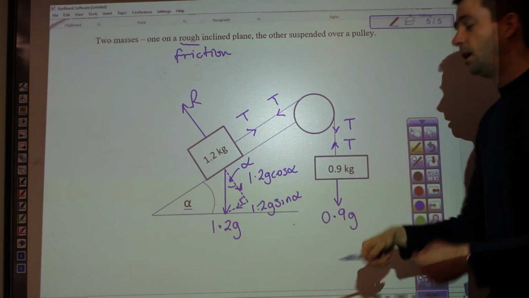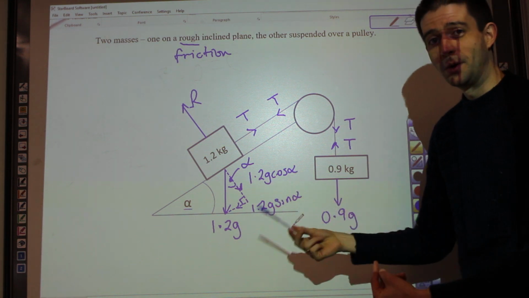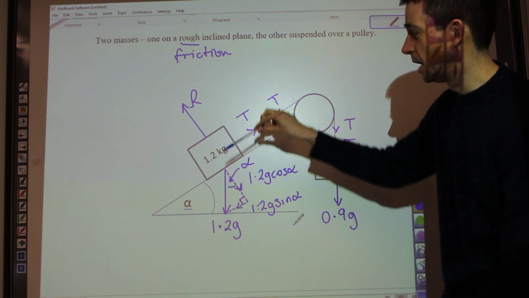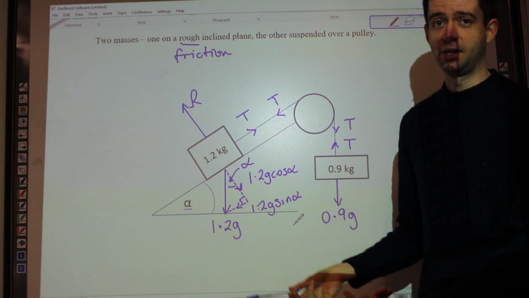And the thing that's really worth mentioning at this stage is that that is the force that people always forget. People forget to resolve, and they forget the weight component acting down the slope for this block, and that's when things start to go horribly wrong.